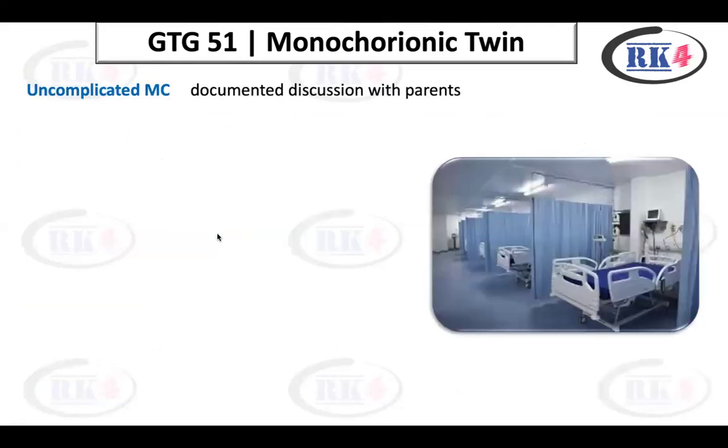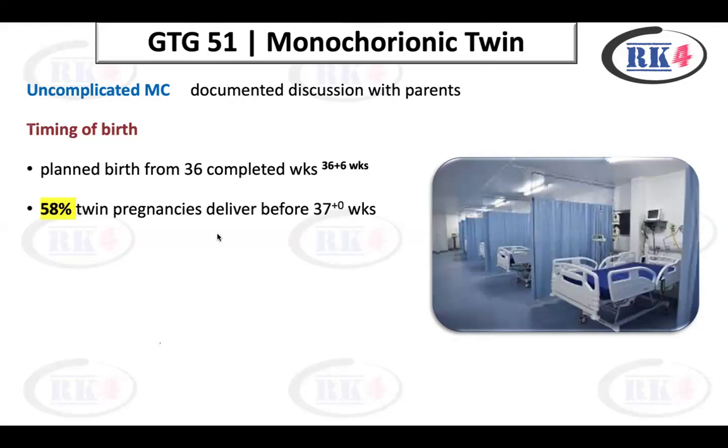what about the uncomplicated monochorionic twin pregnancies? How to deal with them? So you have to have a documented discussion with the parents, and the timing of birth for uncomplicated monochorionic twins: you should plan birth from 36 completed weeks, that is 36+6 weeks. And this is also another important information.